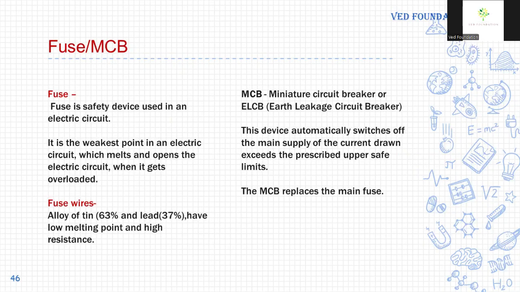Fuse. A fuse is a safety device used in an electric circuit. It is the weakest point in an electric circuit, which melts and opens the circuit when it gets overloaded. Fuse wire is an alloy of tin and lead, tin 63% and lead 37%, with low melting point and high resistance. Fuse wire is used in an electric circuit to break the circuit when an excess amount of current flows through it. Miniature circuit breaker, MCB, or ELCB, earth leakage circuit breaker. This device automatically switches off the main supply if the current drawn exceeds a prescribed upper safe limit. The MCB replaces the main fuse.